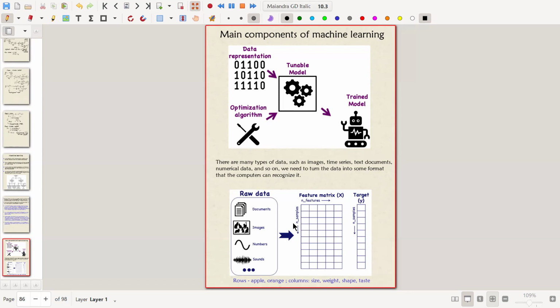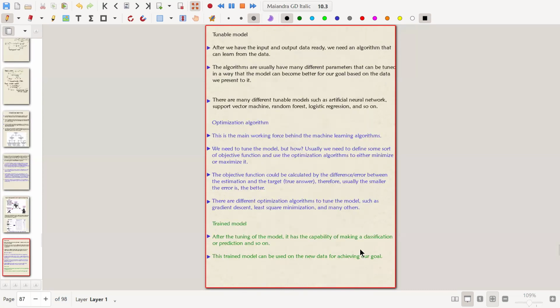So here we have a feature matrix. What are the features of an apple? Shape, size, weight, and color. These are the features, and the number of samples is in the column set. You take different samples of apples and oranges, you do the same for them, and from that you develop a target. The rows are like apple, orange. Columns will be like size, weight, shape, and maybe taste. Maybe some apples are very sweet, some are sour.